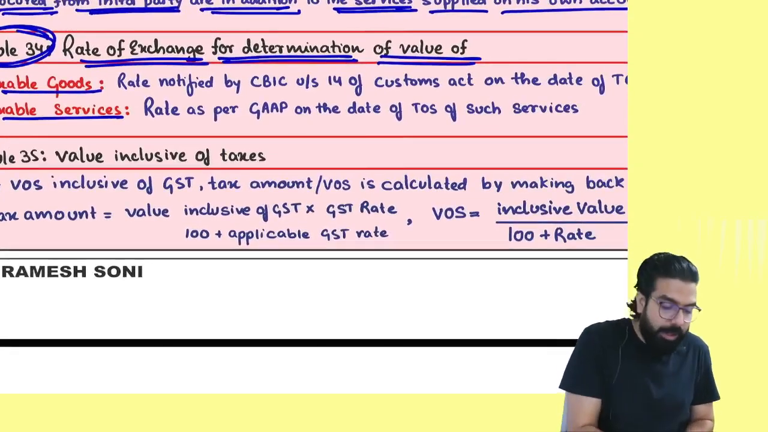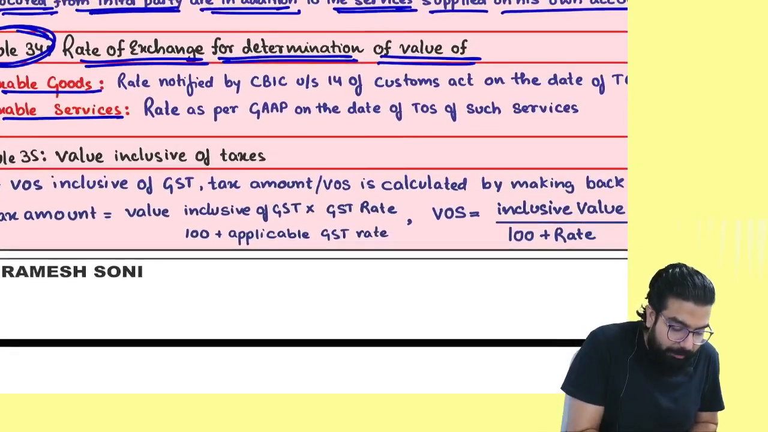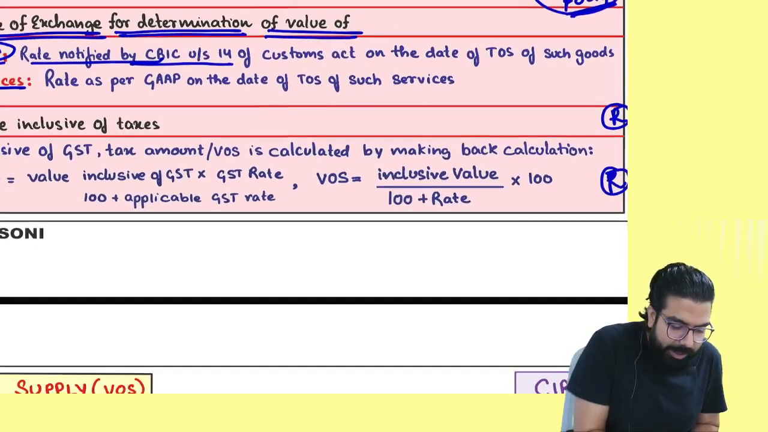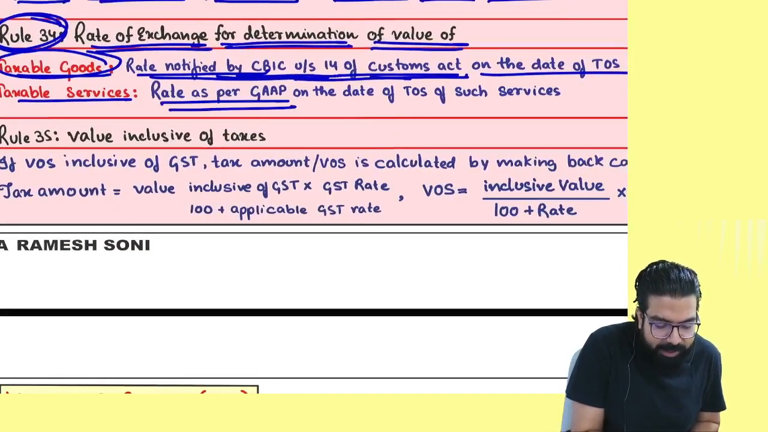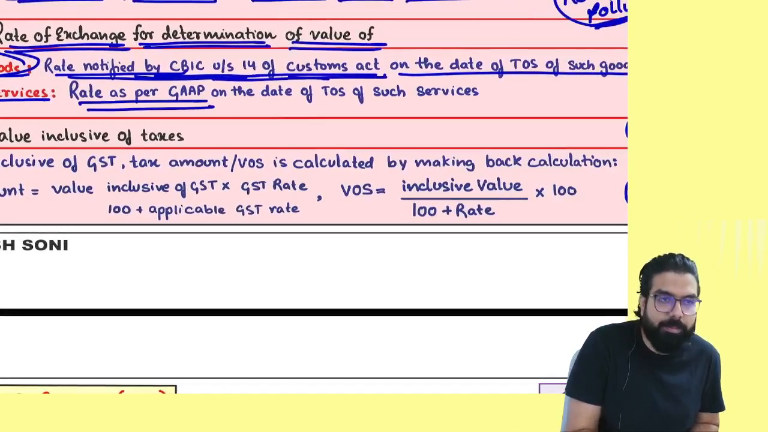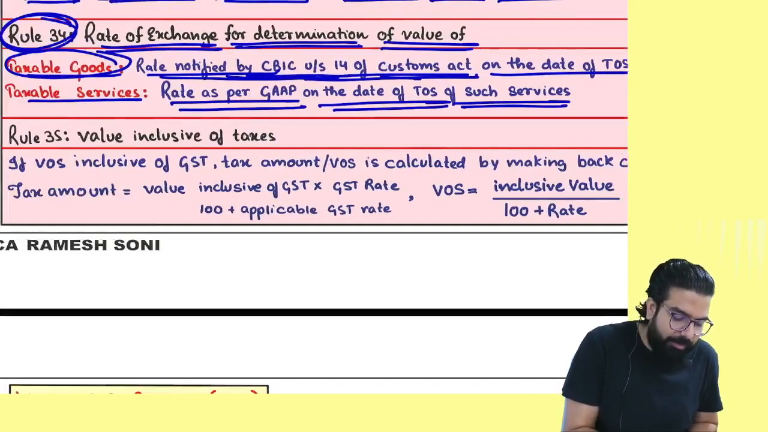Always remember, how will you convert? Which rate will you take? In case of goods, the rate notified by the CBIC under section 14 of the Customs Act on the date of time of supply. In case of services, take the rate as per GAAP, generally accepted accounting principles, on the date of time of supply of such service.